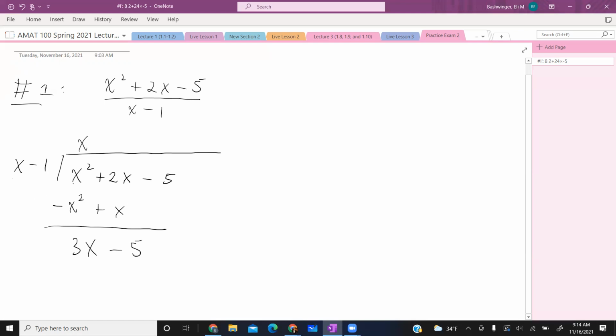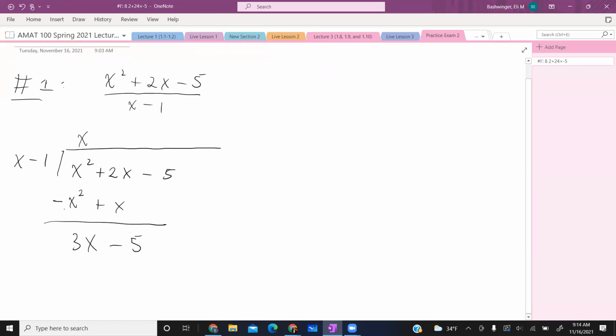And then I do the algorithm once again, and you perform the algorithm until what you end up with is a polynomial of degree less than the polynomial you're dividing by. So these are both first degree polynomials, so the algorithm states that I can do the process one more time. So I take the leading term of this and divide into the leading term of that. So 3x divided by x gives me plus 3, and then I multiply the 3 back through x minus 1, and then I subtract.